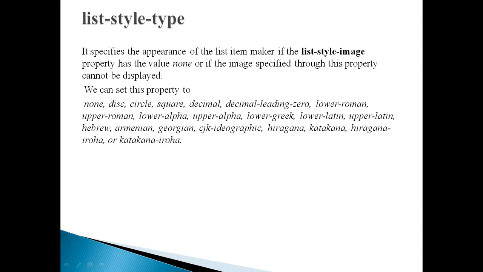The next property we have is list style type. It specifies the appearance of the list item marker in the absence of list style image, or if the value none is specified to the list style image, this property will work. It has got different types of values: none, disk, circle, square, decimal leading zero, lower Roman. All different values are there. Let's see an example for this.